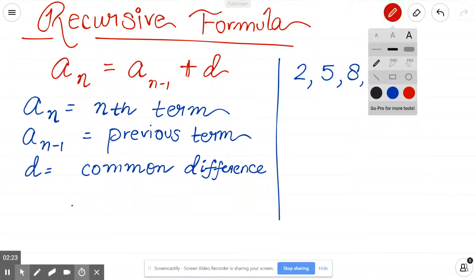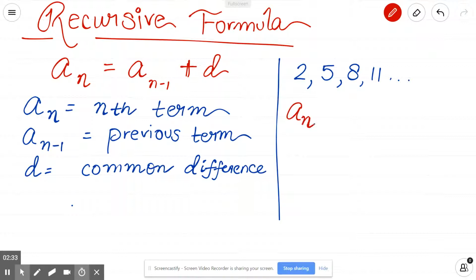So now for this question, if we need to write down the recursive formula, how we need to write it down is that I will get my nth term. My nth term will be, I will have my previous term. Now what number did I add? I always added 3.